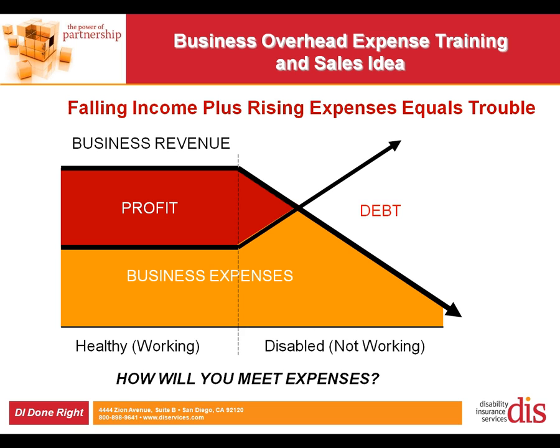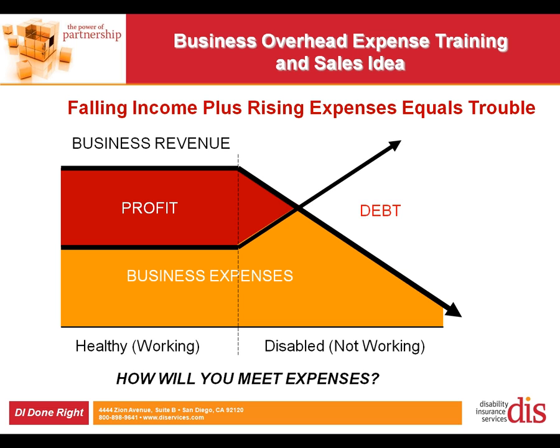Here's that chart I wanted to show you, folks. As I mentioned earlier, your business expenses are going to continue whether you're working or not. So in this easy, simple example, you've got somebody who's healthy and working, as you can see on the left-hand side of the screen here, where they've got their typical business expenses, the company's doing well, they're making money, there's profit involved. Well, boom, all of a sudden a disability occurs.